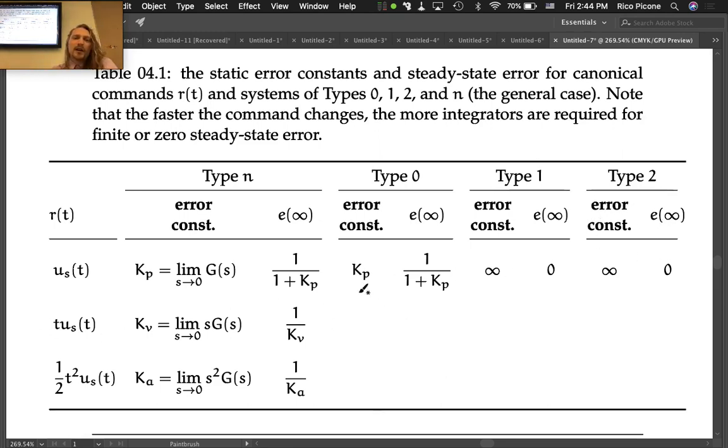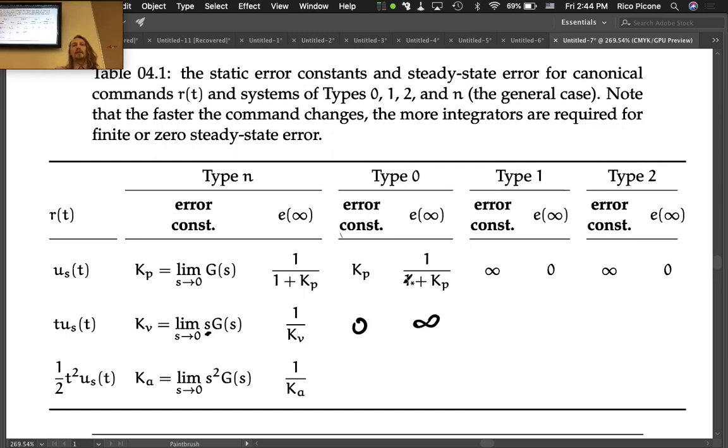So let's do this row here. It turns out that the error constant, if you've got a ramp input, if we compute this error constant, look, there's an S that comes in. This Kv. That S is going to screw us up because it's going to cancel one of our integrators in G. So instead of having an error constant that's finite and a steady state error of 0, or of some finite value, we're going to have an error constant of 0. That's bad news because with an error constant of 0, we're going to have a steady state error of infinity.